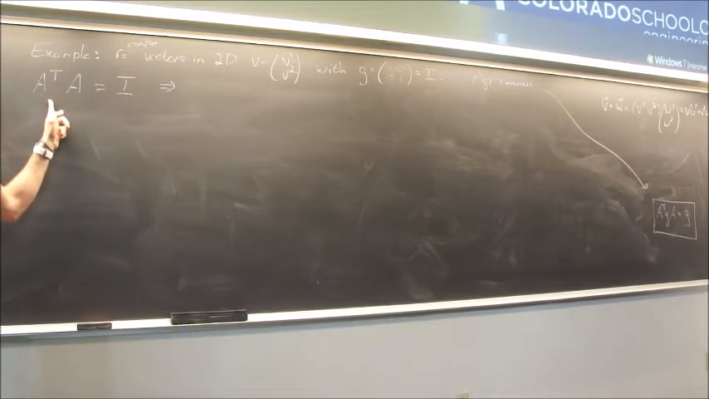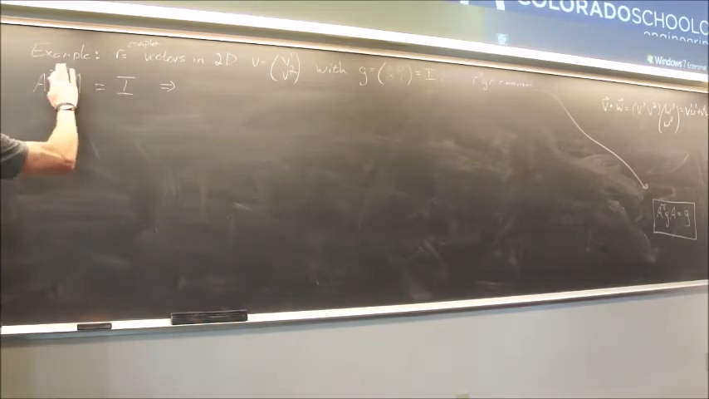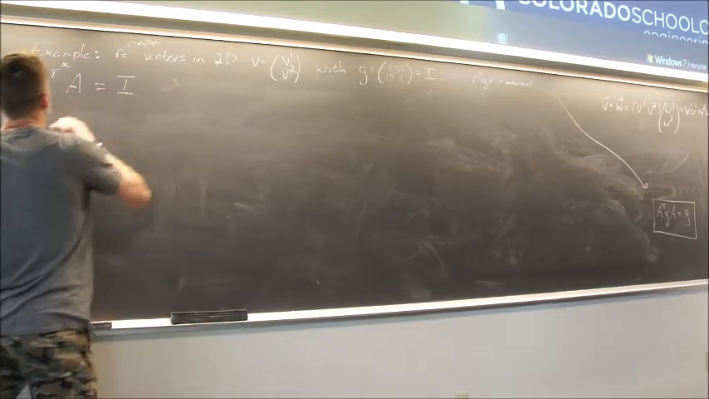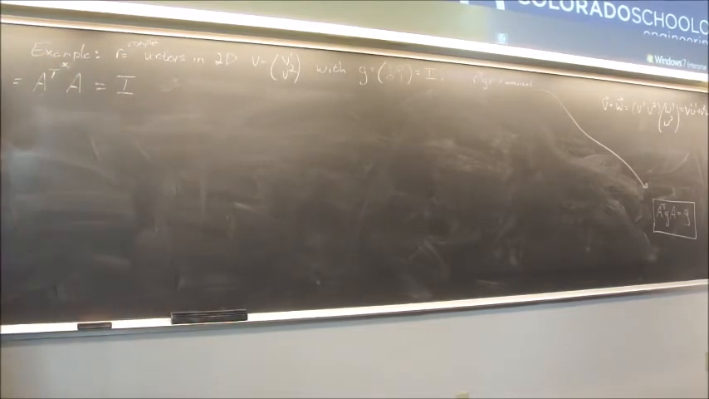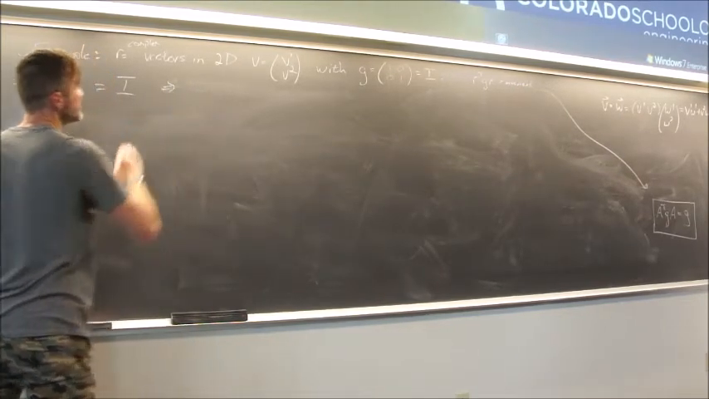No, it's right. I paused because I'm trying to figure out what I'm going to say next. Say again? You have to complex conjugate the transpose. Oh, sorry, yeah, you're right. Sorry, you're exactly right. I have to complex conjugate. And so, yeah, thanks, Matt. I'm not on my game there.